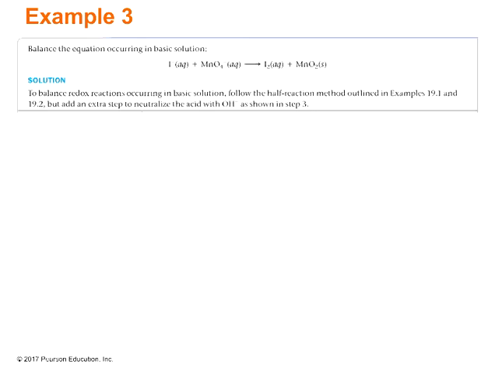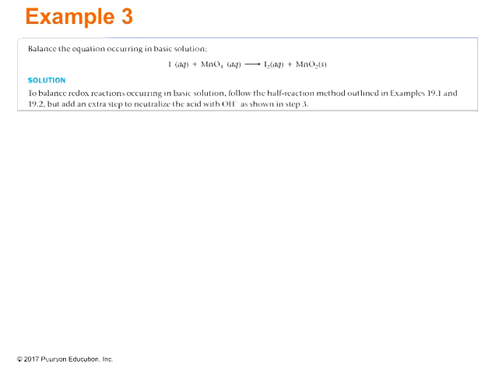All right, so to balance these redox reactions occurring in basic solution, we're going to follow the half reaction method outlined in examples 19.1 and 19.2, which we just did, but we're going to add an extra step to neutralize the acid with hydroxide. All right, so let's go through that together.